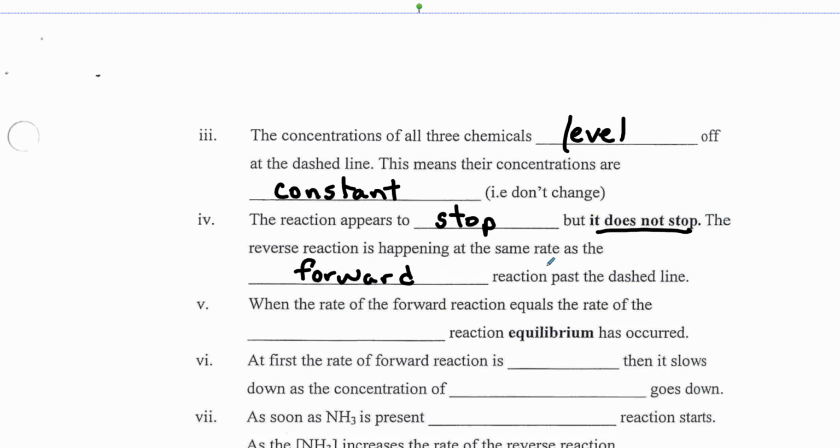Once you're past that dashed line, that's the point of equilibrium. Forward and reverse reactions are happening at the same rate. Because of that, we see that the concentrations are staying constant. When the rate of the forward reaction equals the rate of the reverse reaction, equilibrium has occurred. At first, the rate of the forward reaction is fast, because there's lots of reactants.